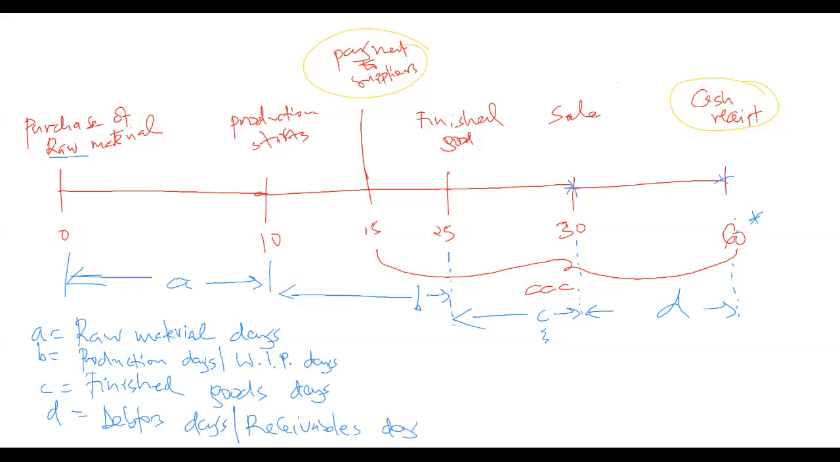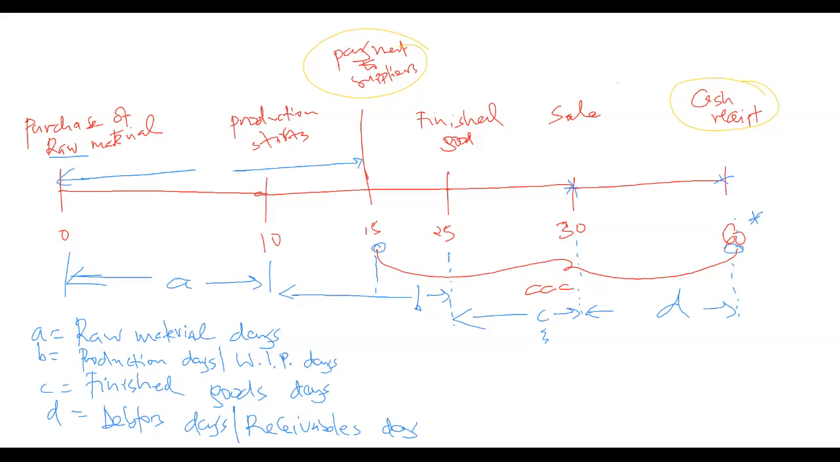Now you see that the cash conversion cycle is equal to A plus B plus C plus D minus 15, because don't forget we did subtract here, minus 15. We check here, it was 60 minus 15. This is where the cash count begins and ends. So it's equal to, therefore, 60 minus 15. Now what is this 15 here?